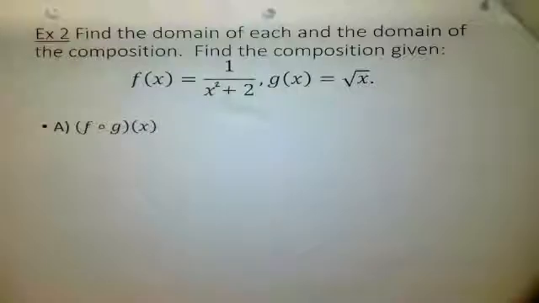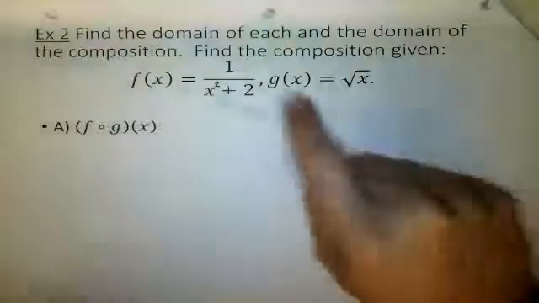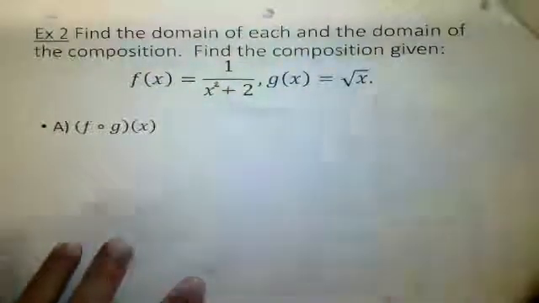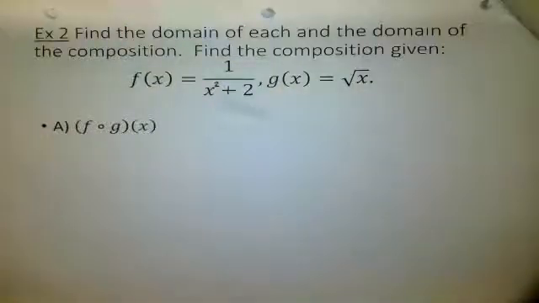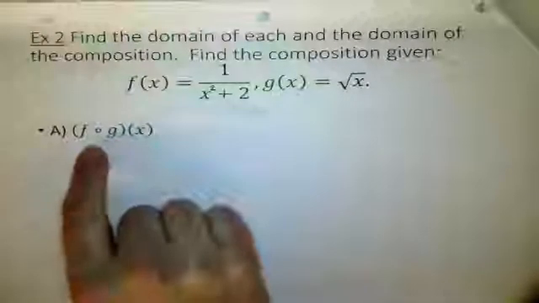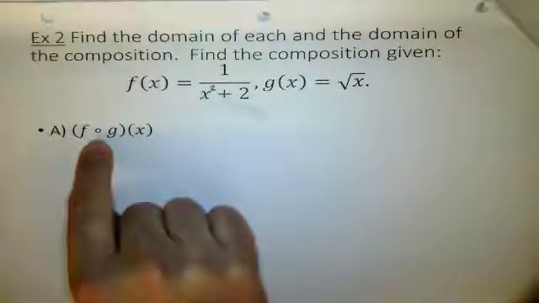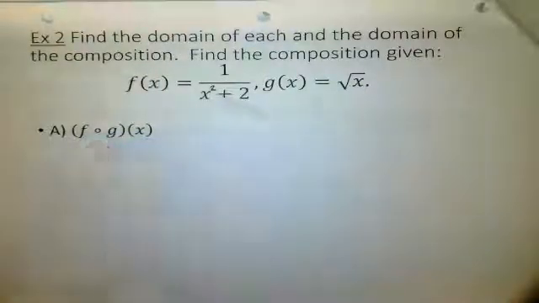Example 2. Find the domain of each and the domain of the composition, and find the composition. Not necessarily in that order. Find the domain of each, which is asking you to find the domain of F and find the domain of G. Then we want to find this composition, which, look, it's printed correctly. That's how it should look. So we're going to do the composition, and then we're going to find the domain of the composition, which is really difficult.